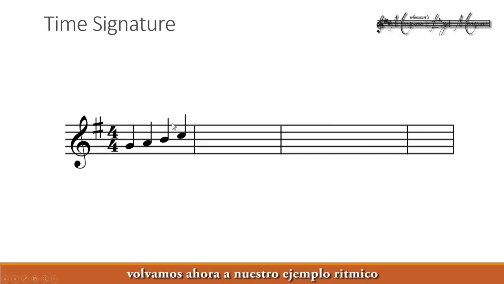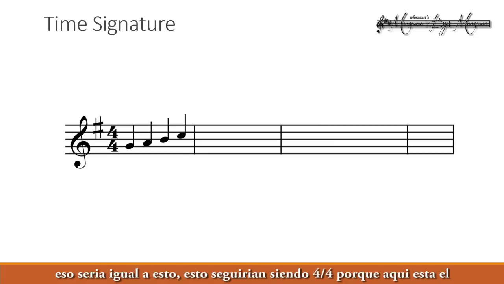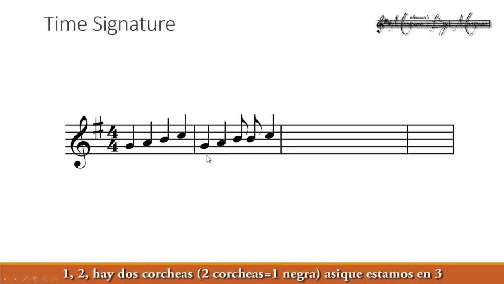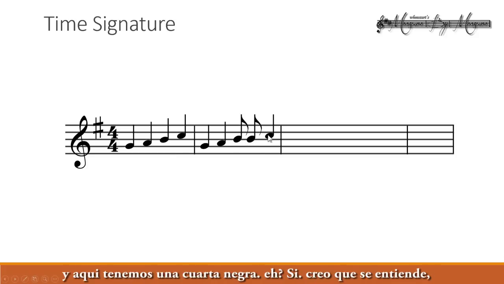Now let's go back to our rhythmical example. So here we have 1, 2, 3, 4. That would be the same as this. This is still 4/4 because here is 1, 2, then there are 2 8th notes. 2 8th notes equals 1 4th note. So that's 3. And then here we have a 4th note. Yeah, well, I think that makes sense.